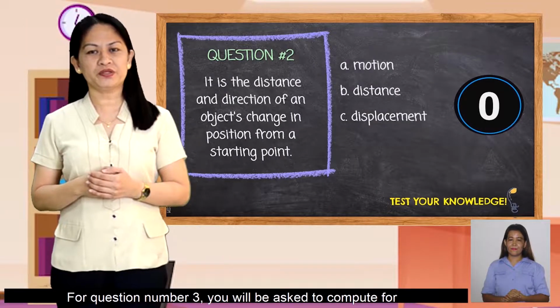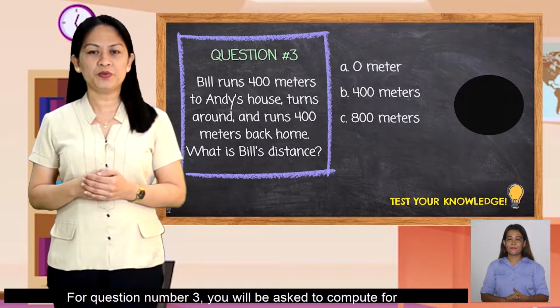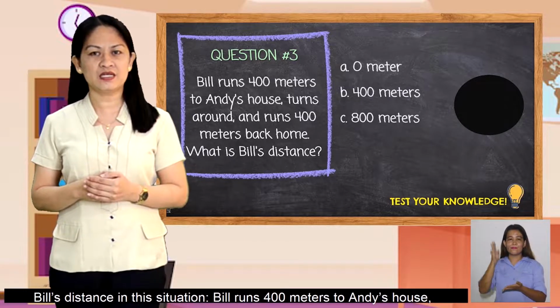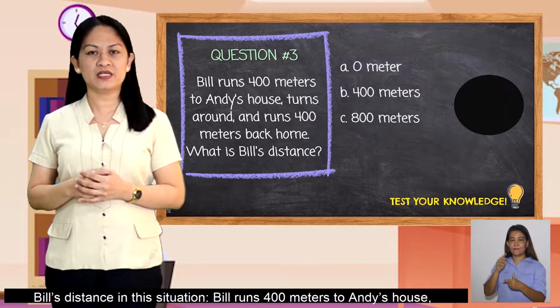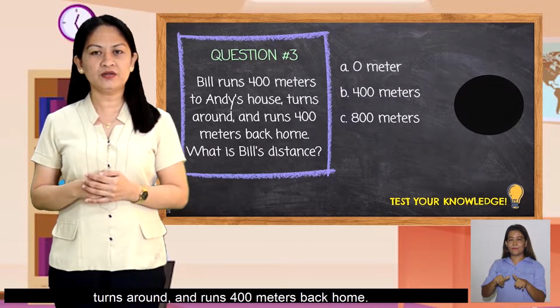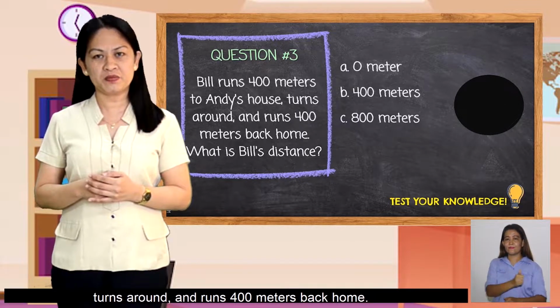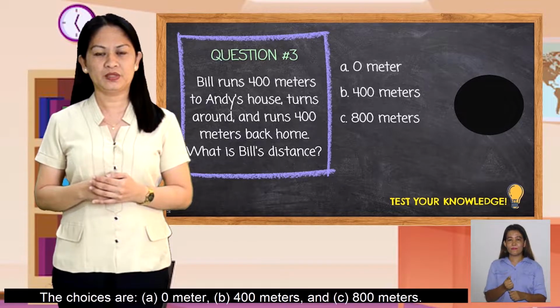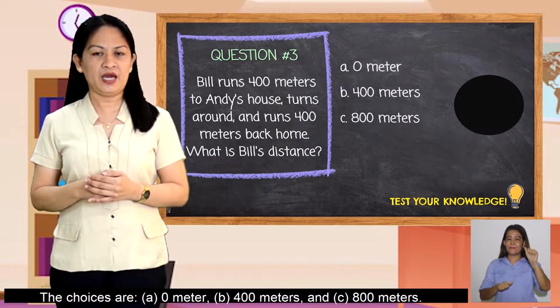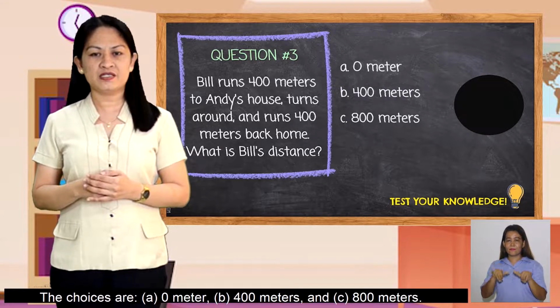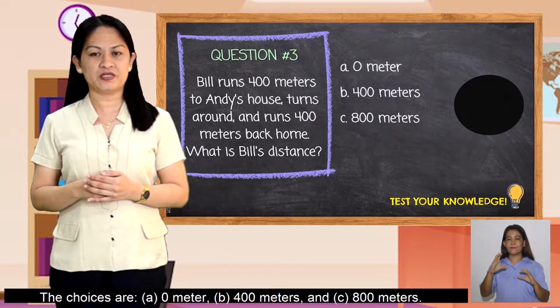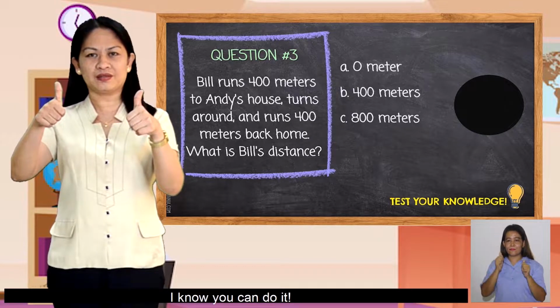For question number 3, you will be asked to compute for Bill's distance in this situation. Bill runs 400 meters to Andy's house, turns around, and runs 400 meters back home. The choices are A. 0 meter, B. 400 meters, and C. 800 meters. I know you can do it.